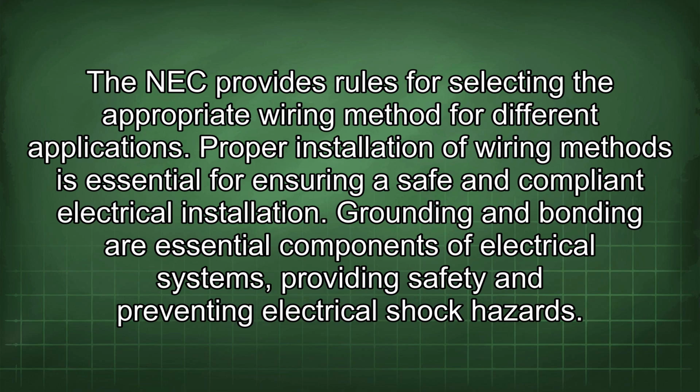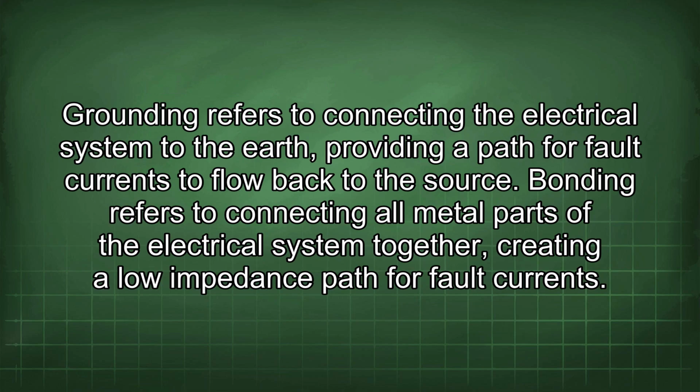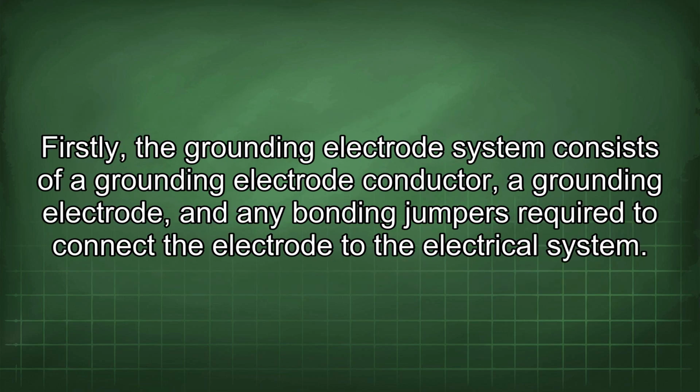Grounding and bonding are essential components of electrical systems, providing safety and preventing electrical shock hazards. Grounding refers to connecting the electrical system to the earth, providing a path for fault currents to flow back to the source. Bonding refers to connecting all metal parts of the electrical system together, creating a low impedance path for fault currents.